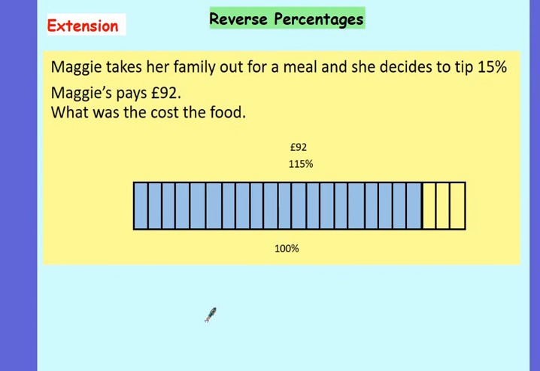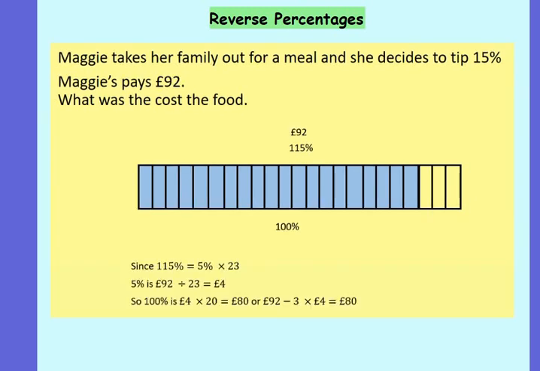Finally, Year 7, if you're feeling confident, have a go at this extension question for me. Pause the video for 5 minutes, work that out now. And here's the answer I was looking for. Well done if you got that right.